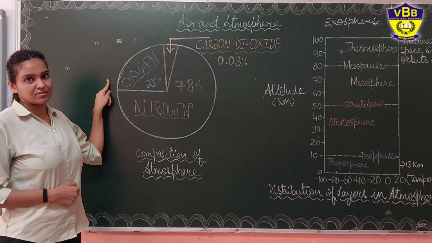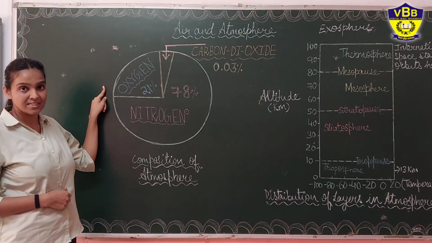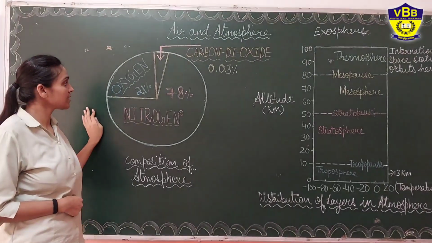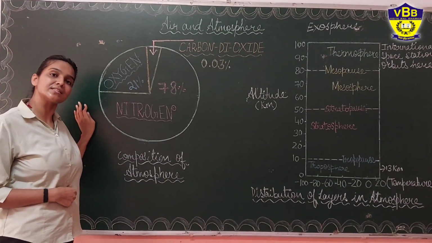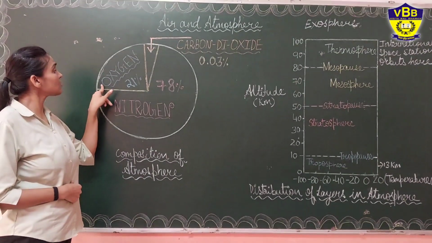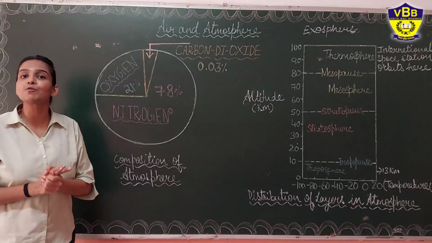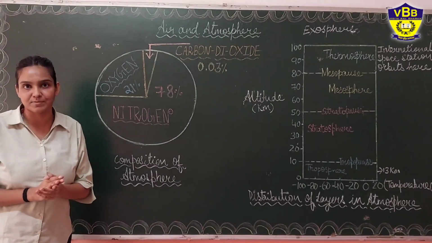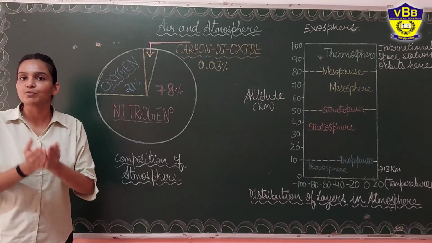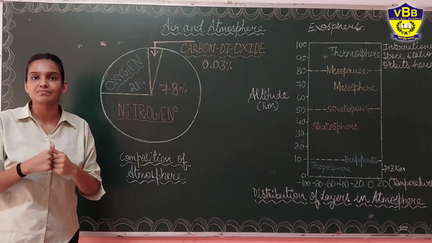Coming to oxygen, the most important gas required by us and all the living beings is oxygen. What is the amount of oxygen present in the atmosphere? 21%. Now what is the role of oxygen? Yes, it is required for breathing by living organisms. That is basically humans and animals. We breathe in oxygen and that sustains our life.